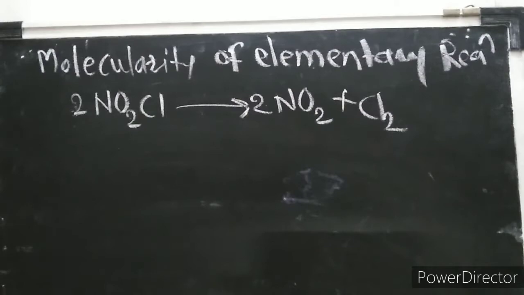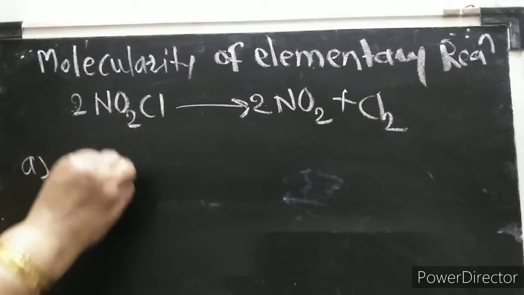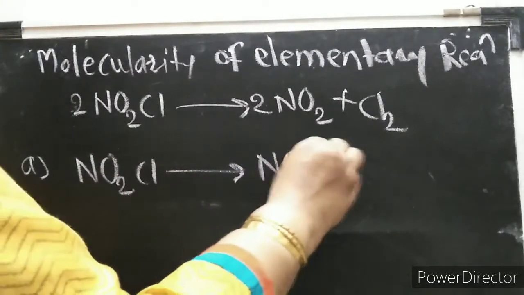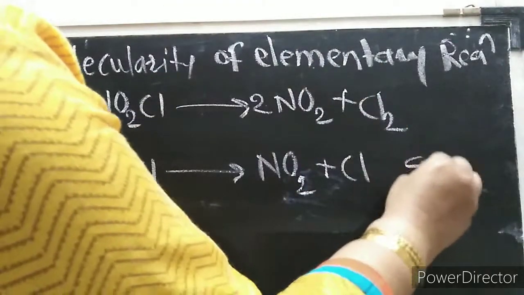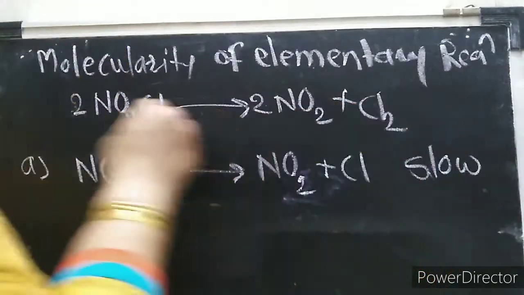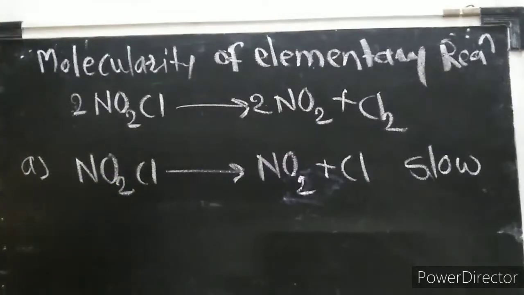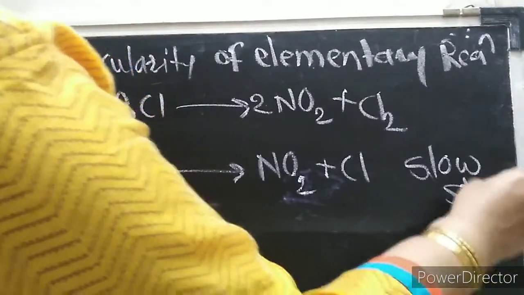Suppose this is a one-step reaction, then molecularity will be 2. But this reaction proceeds in 2 intermediate steps. See step 1: out of 2 NO2Cl, the first NO2Cl gives NO2 plus Cl. This first step is the slow step. Out of 2, I have considered one molecule, NO2Cl gives NO2 and Cl. This reaction is a slow step reaction.